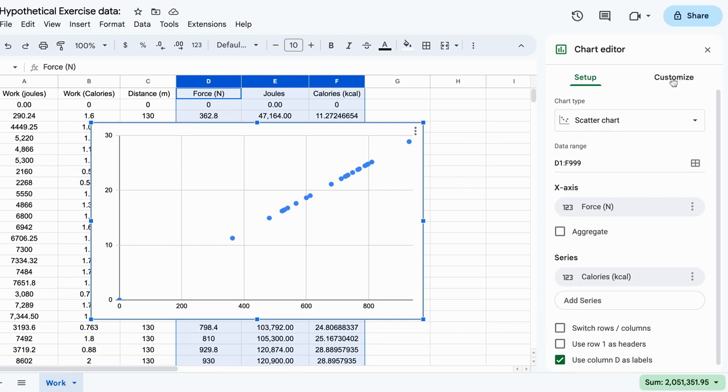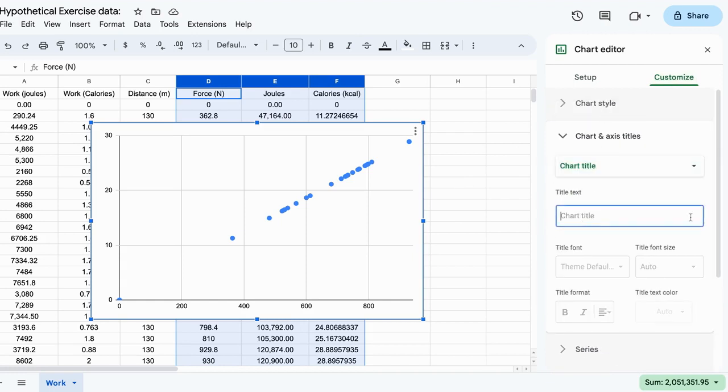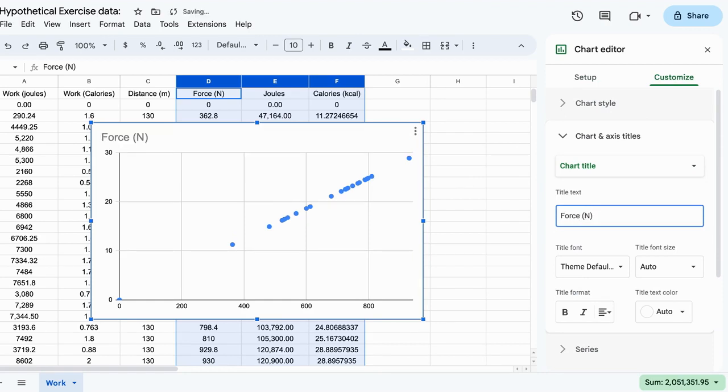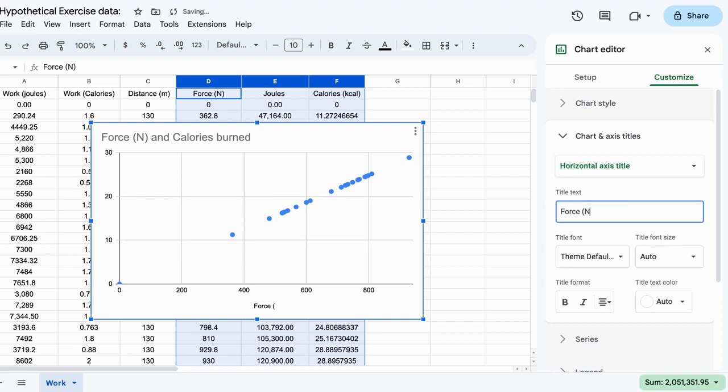Okay, now it's the same thing. Let's go to customize. Let's give it a good title. So this time the entire thing is looking at force in newtons and calories burned, right? Let's go ahead and change the x-axis, the horizontal axis, and we're going to call this, again, force in newtons, and we're going to make sure the vertical axis has a nice title because this time it's calories, which is, again, kcals everywhere else in the world.